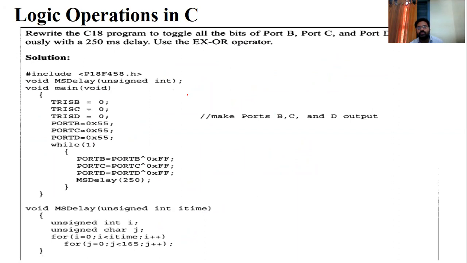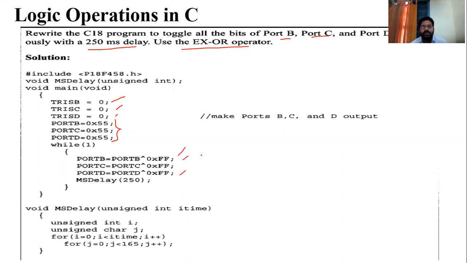Again the same program. Set all the bits of port B, port C, and port D with 250 milliseconds, using the XOR operation. Simply XOR operation. So port B, port C, port D. See this output port. You can take any of the values, remember, any of the values with the same values. In some cases, different values.